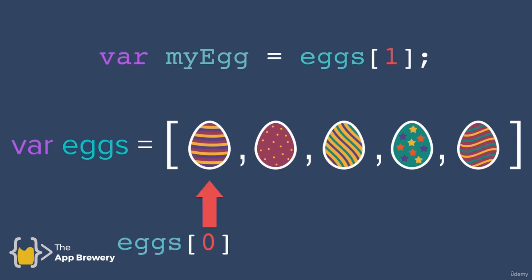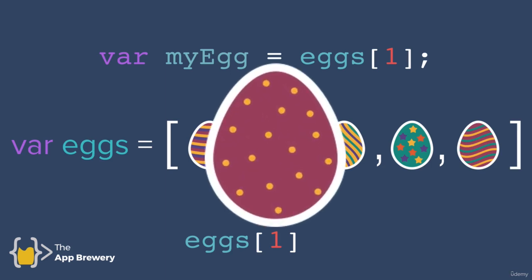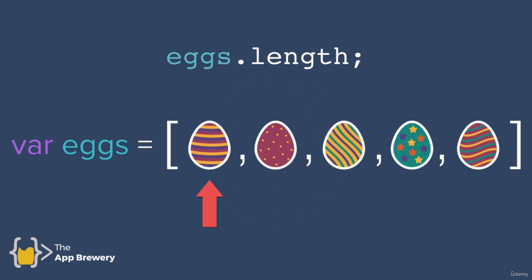So if you remember from before, we said that computers always start counting from 0. So us programmers, we also always start counting from 0. So the first egg in the array is in fact at position 0. And that means that the second egg is in fact the one at position 1, which is a little bit weird. But this is the egg that we would get and we would store inside that variable my egg if we ran the code that said var my egg equals eggs square brackets 1. Now we can do other things with arrays as well. We can say eggs.length, and this counts the eggs inside the eggs array and gives us the number 5 back because there are 5 items inside the array.